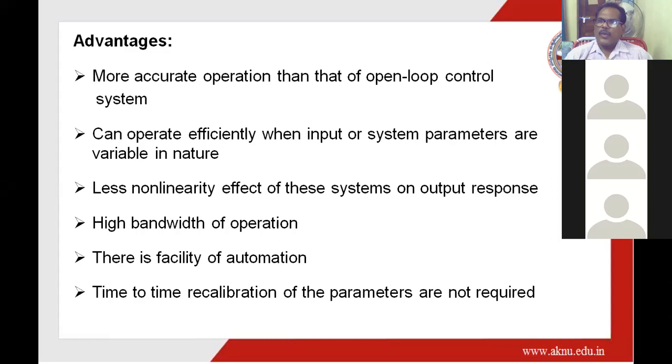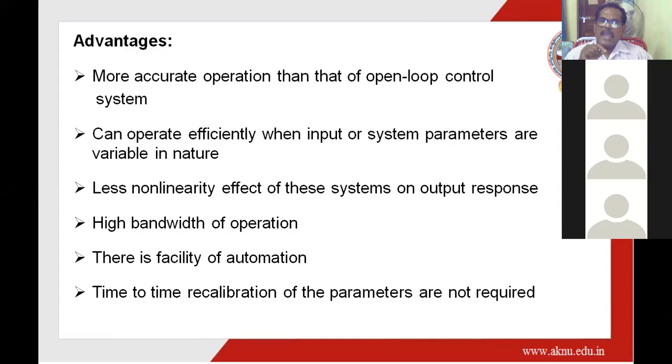In every system we design, the output must change according to the changes of the input signal. That means the output always follows the changes in the input signal. That is nothing but linearity. That means the output always depends upon the input signal. But non-linearity means the output is independent of the variations of the input. But here in the closed loop system, there is less non-linearity effect.